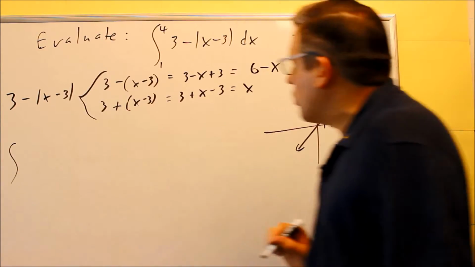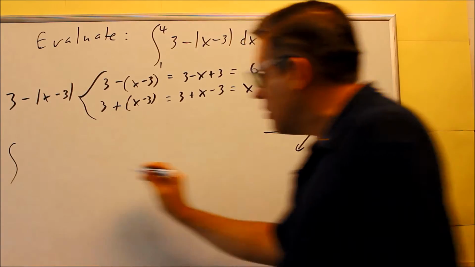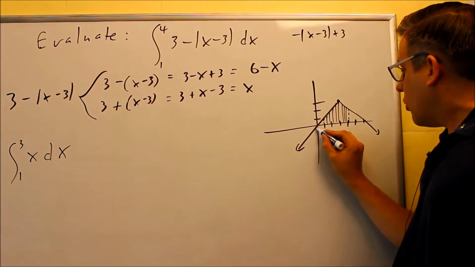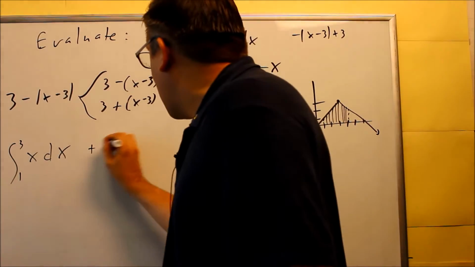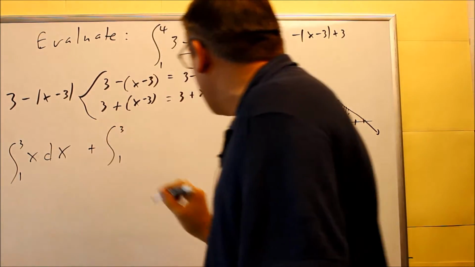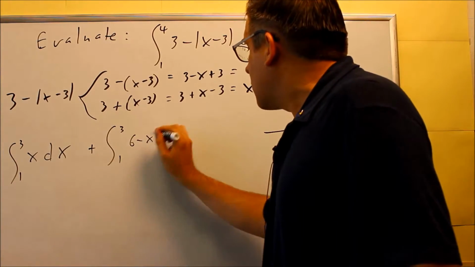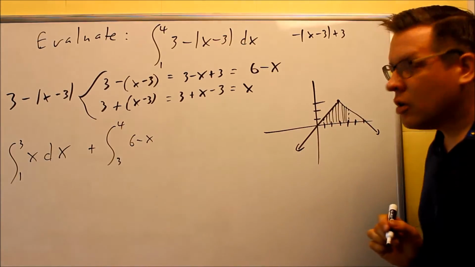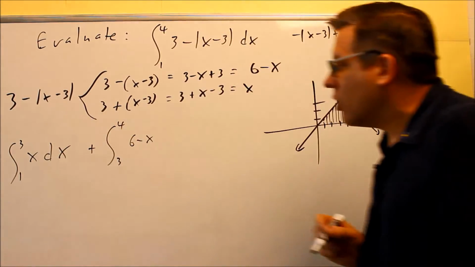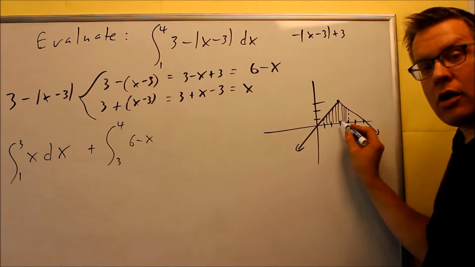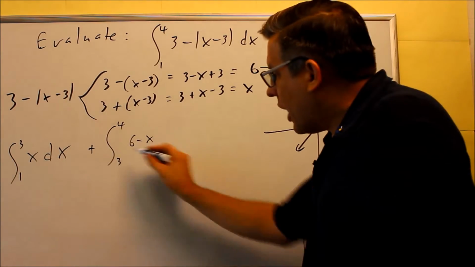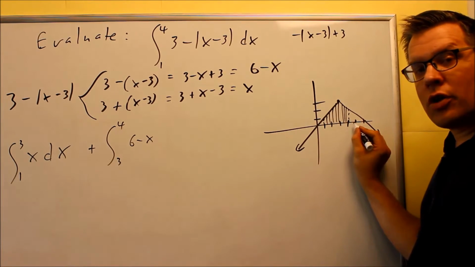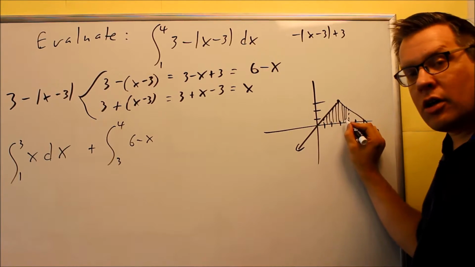Okay, so let's do the setup. The setup's going to look like this. We're going to first go from 1 to 3 of x dx, because that's this line right here that goes through 0, 0. Then we're going to add that to the integral of 6 minus x. Actually not 1 to 3, we're going to go from 3 to 4 there. That's the right one. So we're going to go 1 to 3 and then 3 to 4, and that will allow us to get the entire area underneath the curve. So we had to use 3 to 4 because you're working with this line in between 3 and 4, and that will get you this little wedge of area in here.